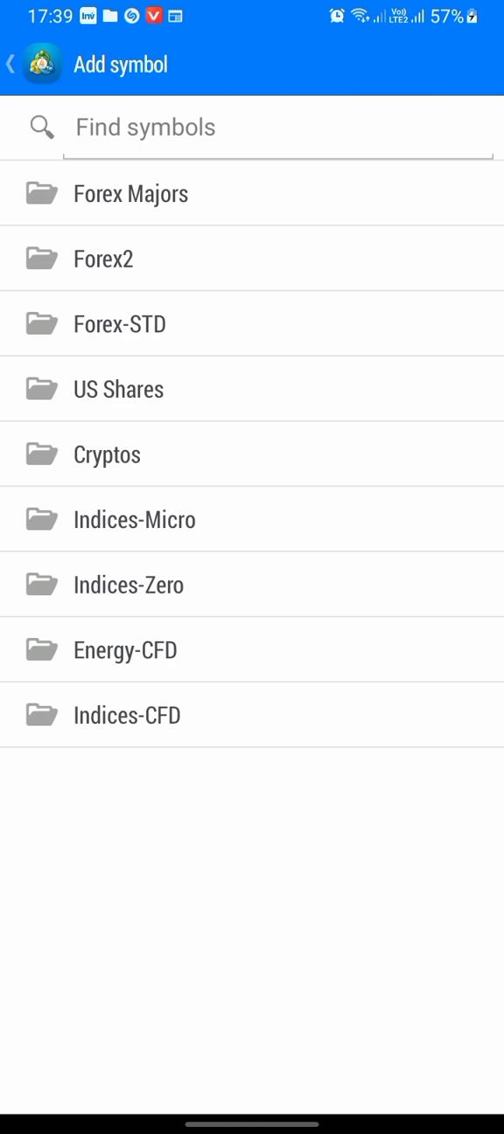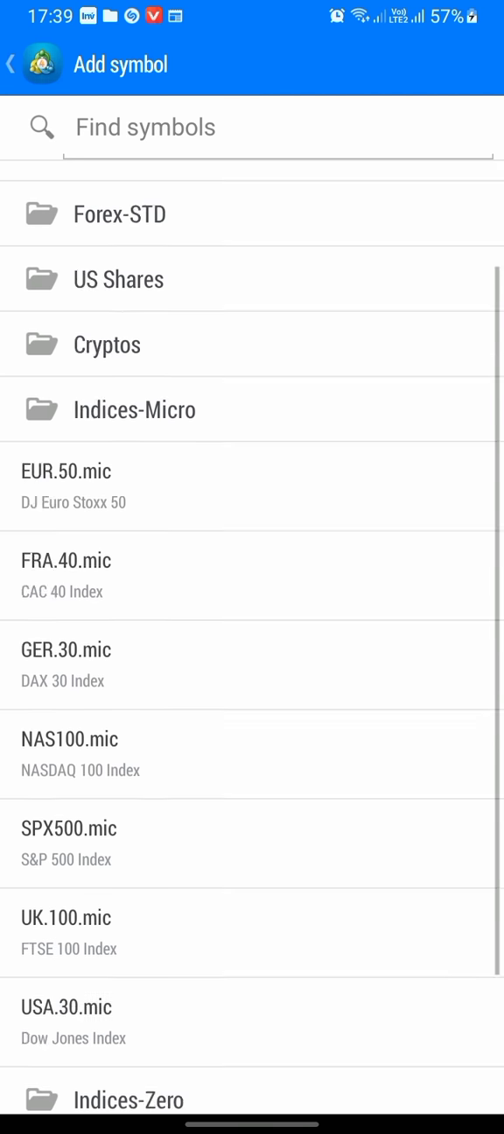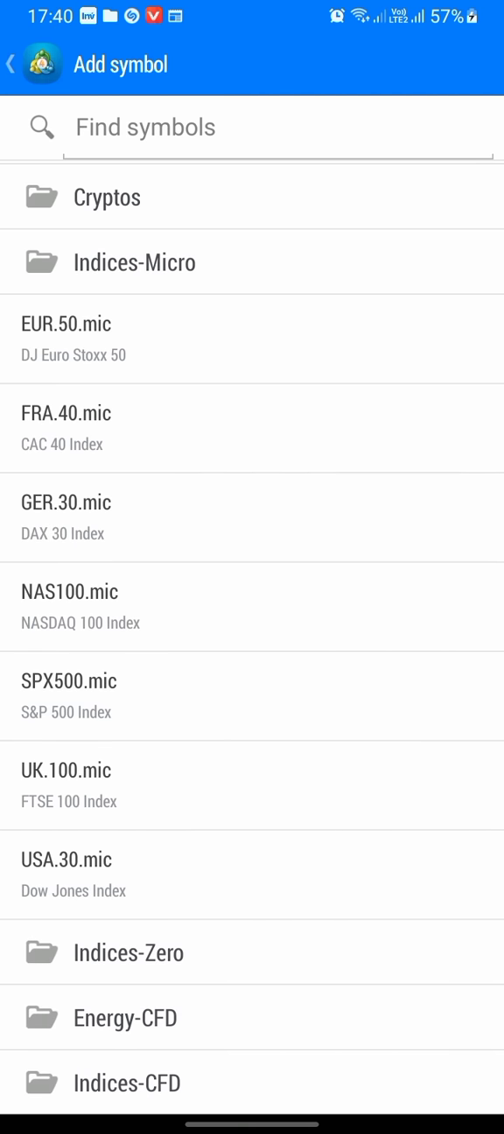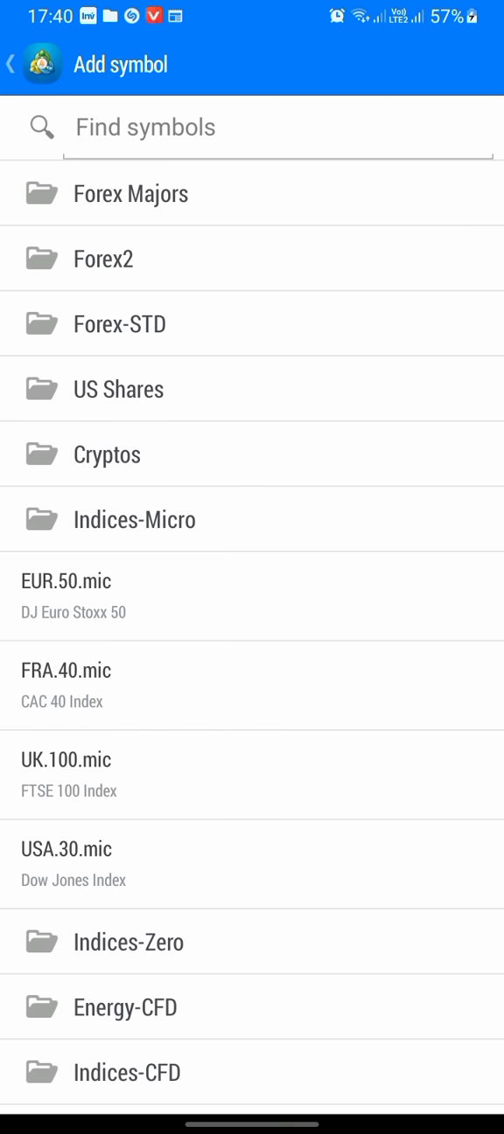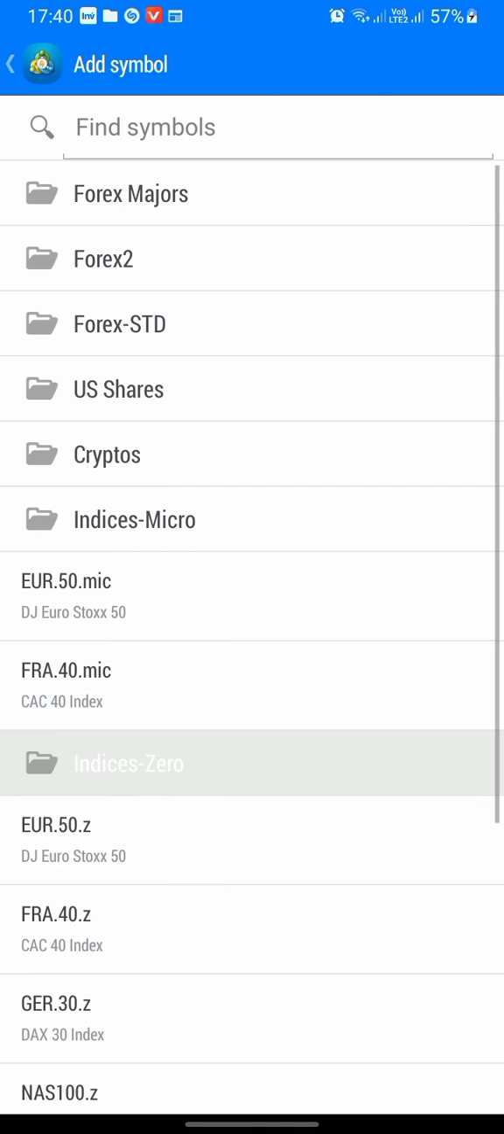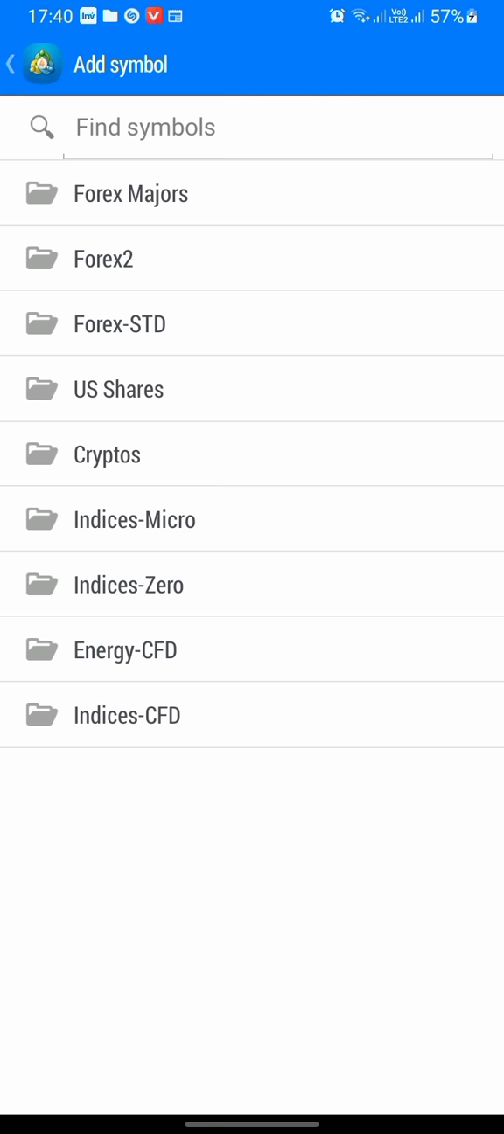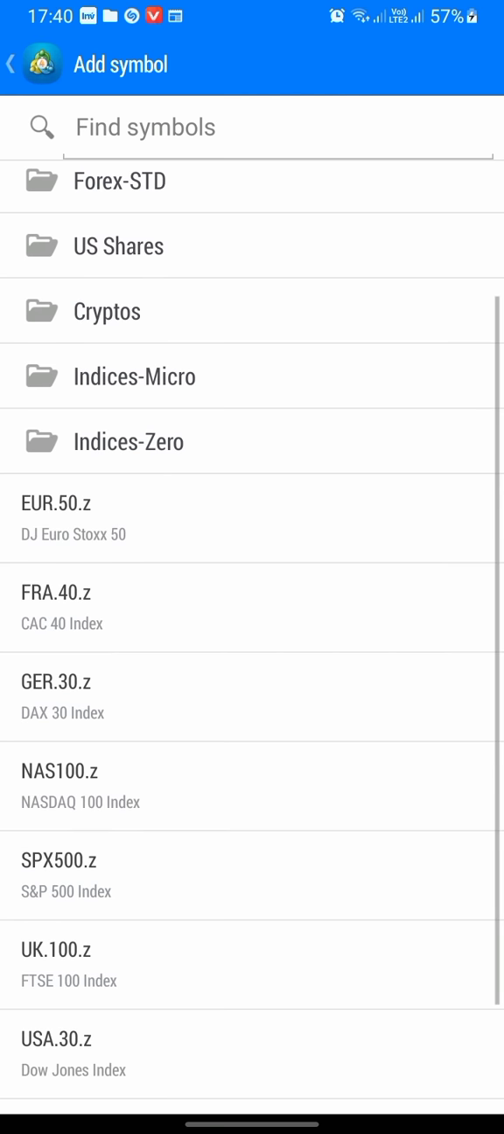Then after that we have indices, micro. These are for people who have less money in their accounts and want to grow their accounts safely and nicely. They'll click one of these, like choose Nasdaq, and let's go with SPX, and US. Then we have index is 0.